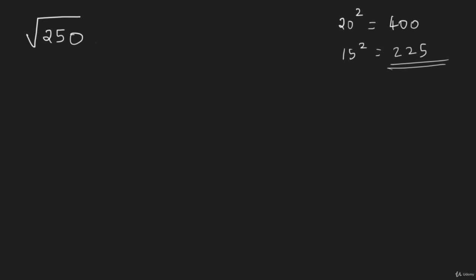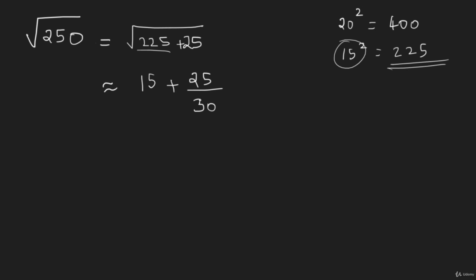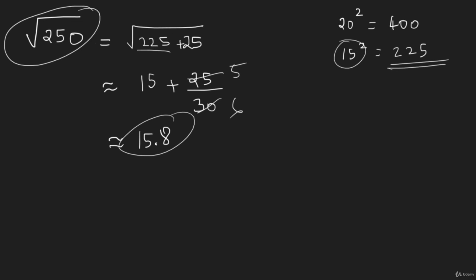So I can write square root of 250 as square root of 225 plus 25, right? Now we know square root of 225 is 15. So this becomes approximately 15 plus 25 by 2 into 15. And 2 into 15 is 30. So this is approximately 15 plus 25 by 30. 25 by 30 is approximately 0.8, right? Why? Because this can be cut. You get 5 by 6 over here. 5 by 6 is 0.8 something. So this becomes 15.8. And you can check the square root of 250 is approximately 15.8 if you check it on your calculator. All right.